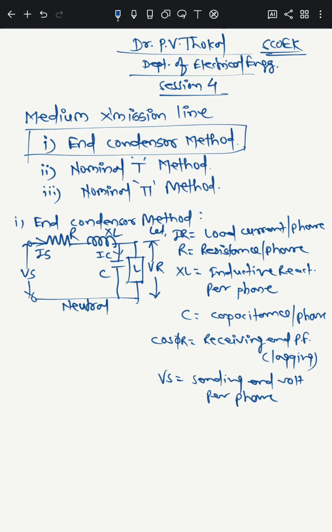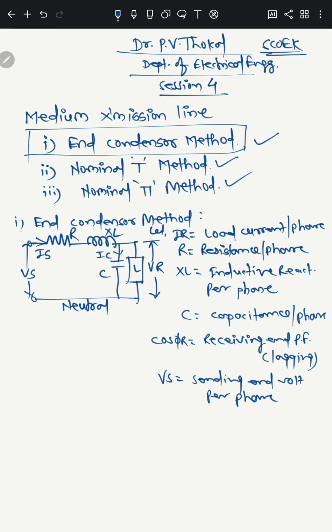I welcome all of you to today's session number 4, which will start from the point medium transmission line. As you are aware, in case of medium transmission line, there are three methods. Number one, end condenser method; number two, nominal T method; and number three, nominal pi method.